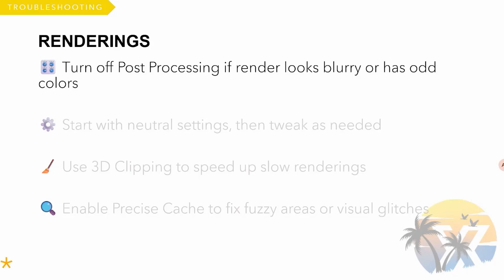All right, if your rendering looks blurry or shows strange colors, we recommend turning off the post-processing settings. Post-processing adds extra effects that can sometimes create unexpected results, and disabling it often just clears up the image immediately.